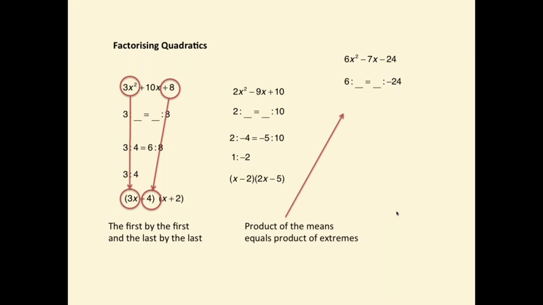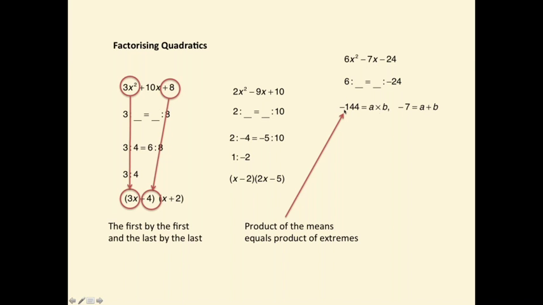Because 6 times minus 24 has got to be the same as the product of the middle two numbers. So the two numbers we're looking for have to multiply together to make minus 144. That's 6 times minus 24. And they have to add up to make minus 7.